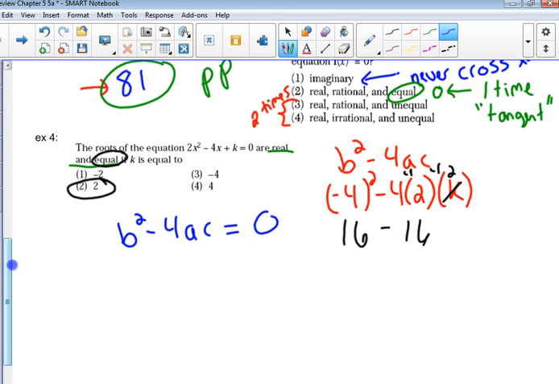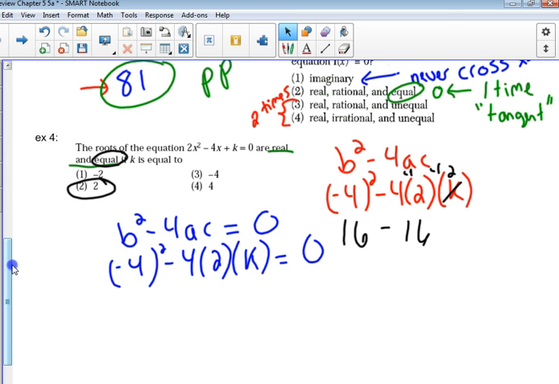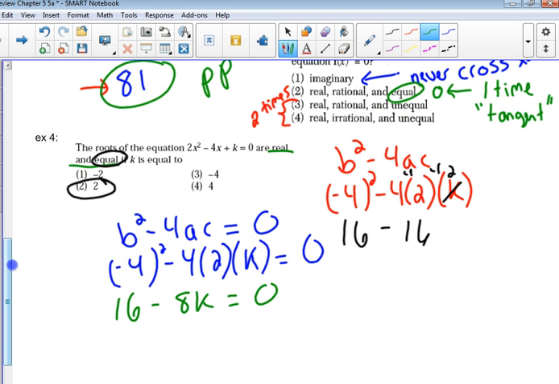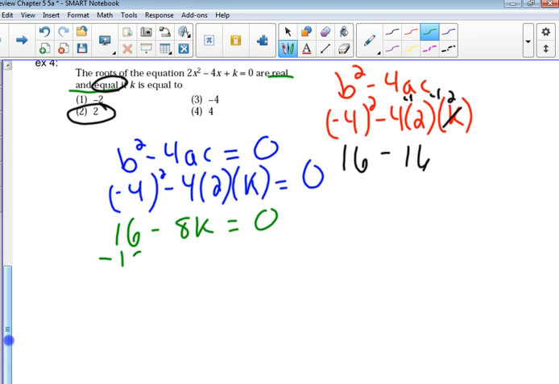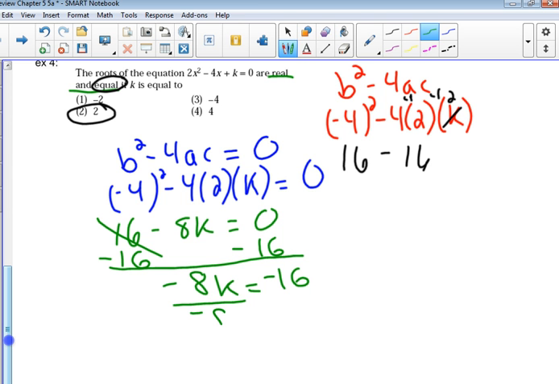So now, all we have to do is put in your -4 squared minus 4 times 2 times k, and this is equal to 0. Now you're literally just solving, trying to get k. So minus 16, -8k equals -16, divided by -8, so k has to be equal to 2.